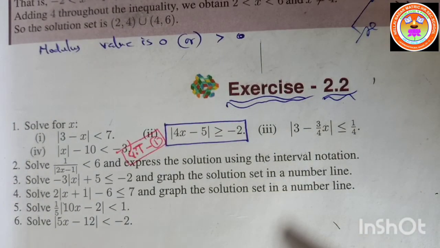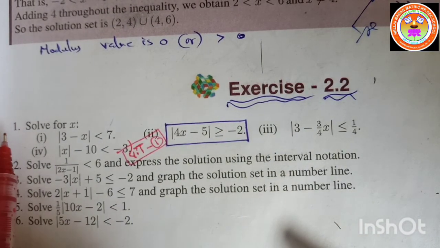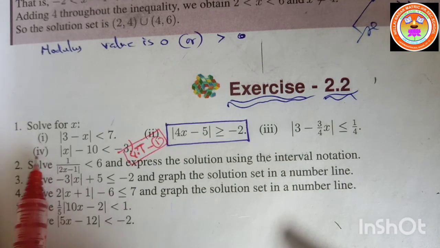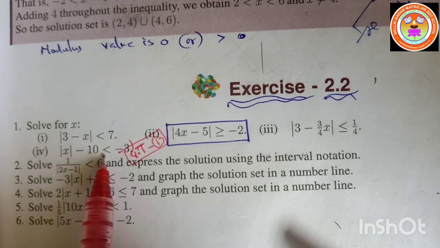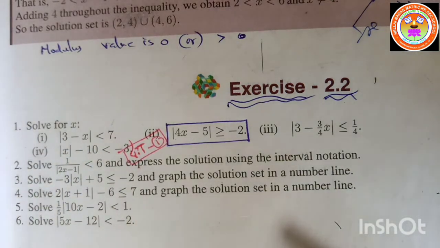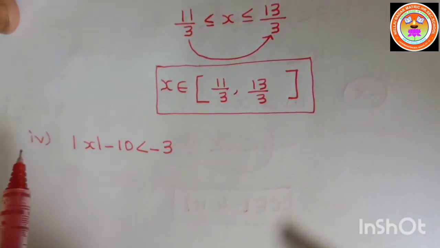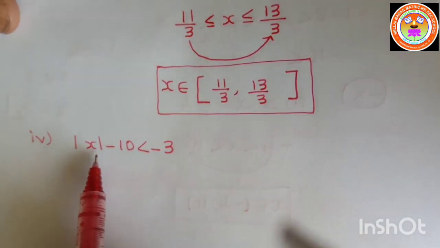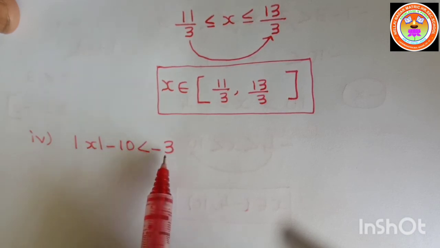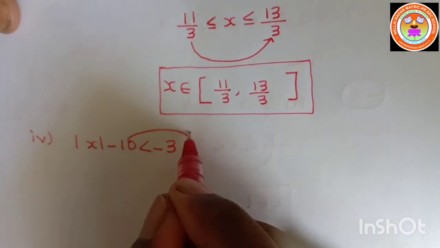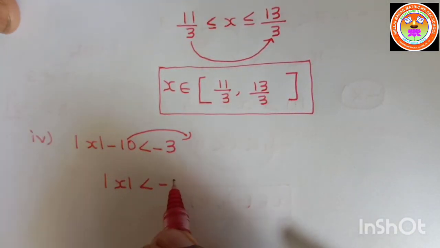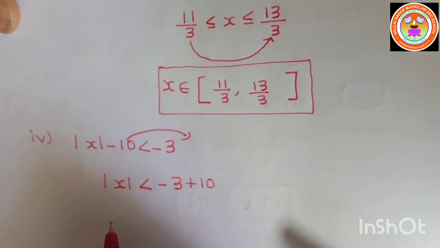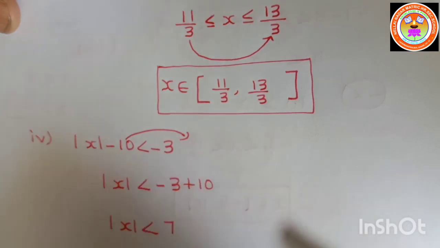So today I'll go to the last sum, first Roman letter, fourth sum. Modulus of x minus 10 less than minus 3. Now fourth sum, minus 10 inside, plus 10. Modulus of x is less than minus 3 plus 10. Modulus of x less than 10 minus 3, 7.